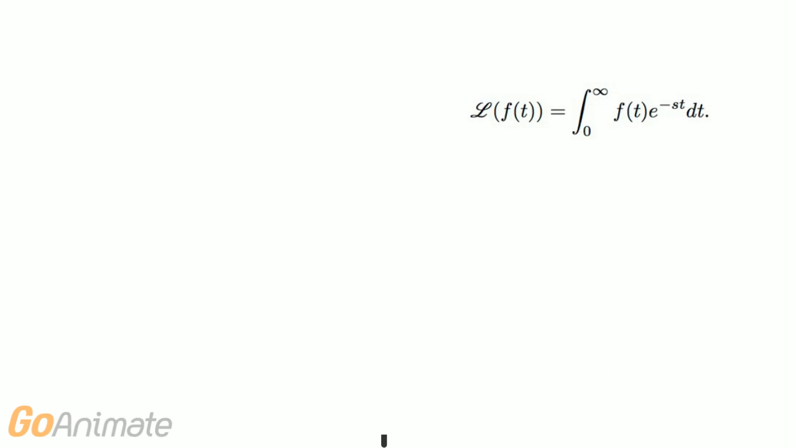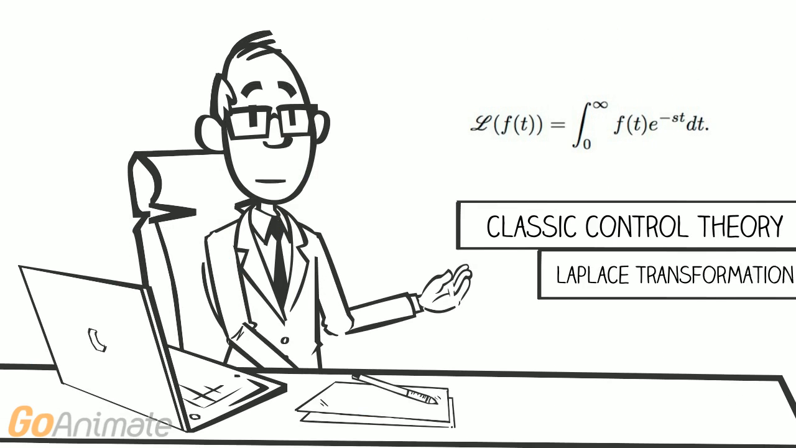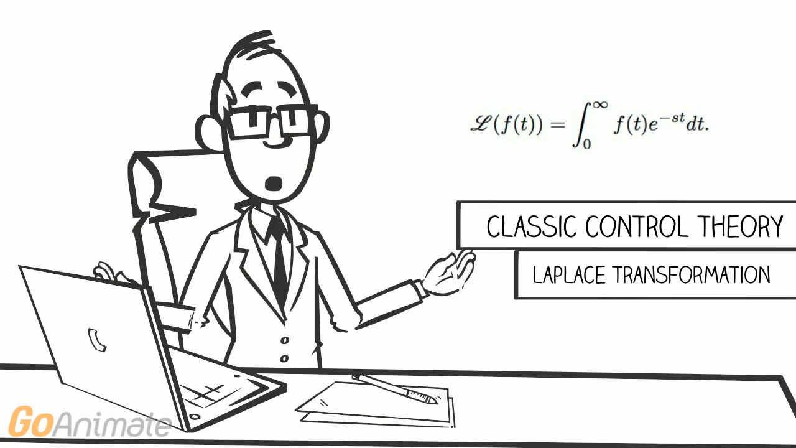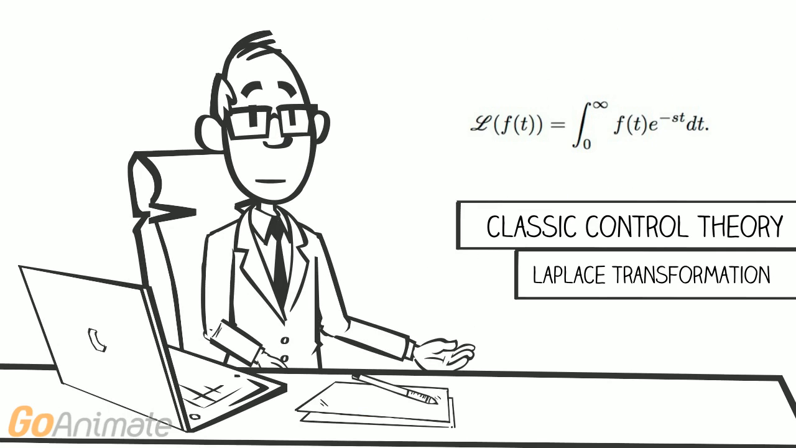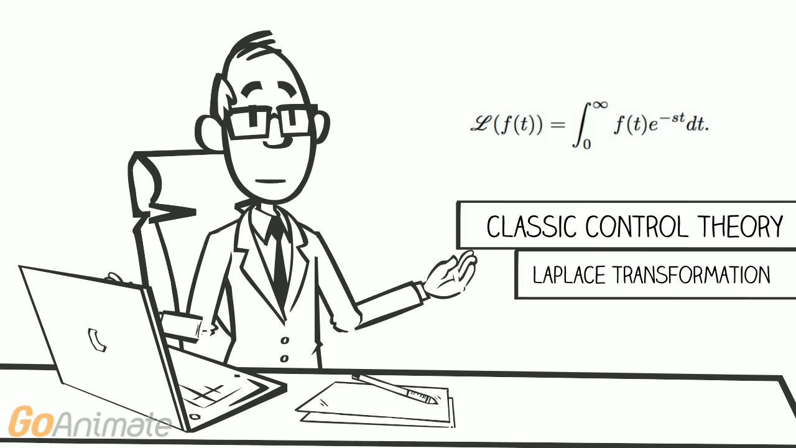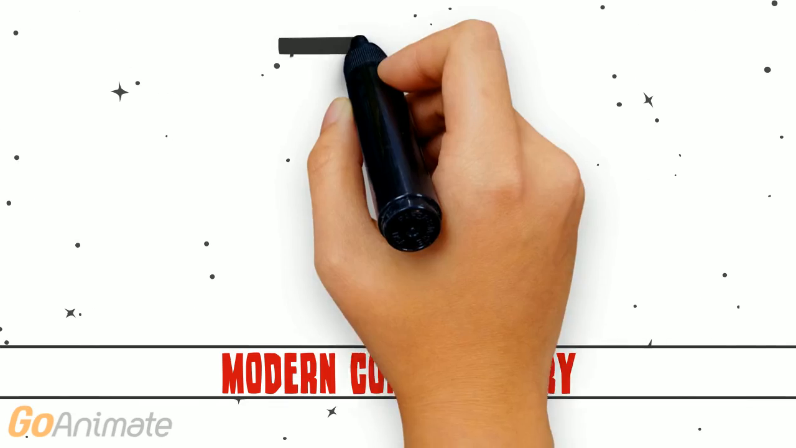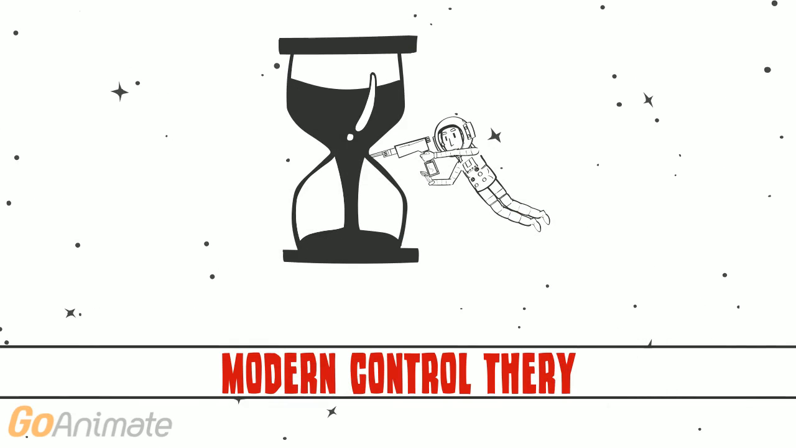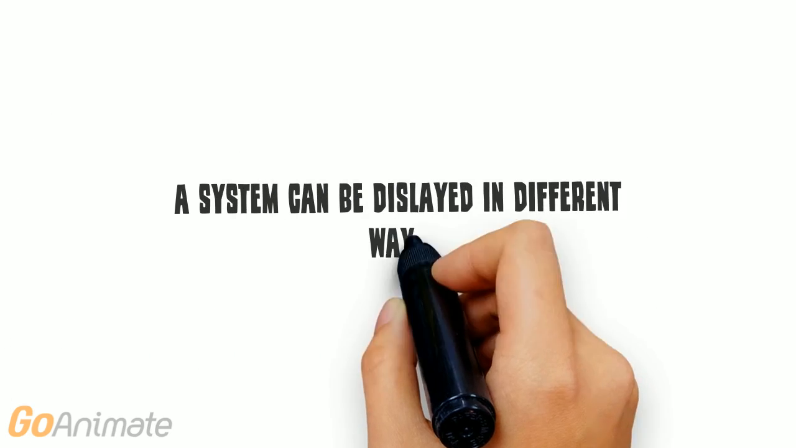This tool allows us to convert the input signal and the system's transfer function from time functions to functions of frequency. This simplifies the mathematics used in the system. This method simplifies the process by converting the differential equations into a system of lower-order time-domain equations called state equations. Now we will look at the different ways a system can be displayed.